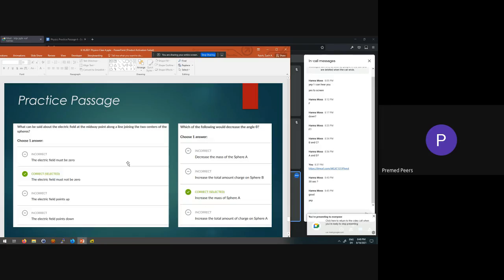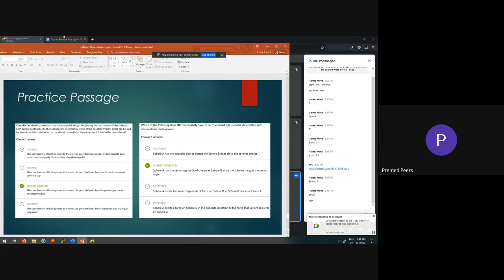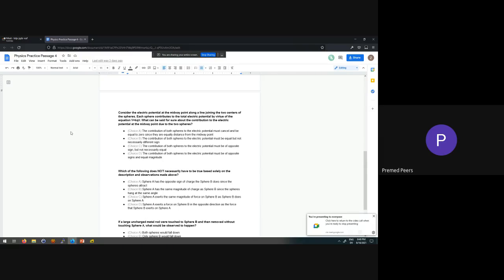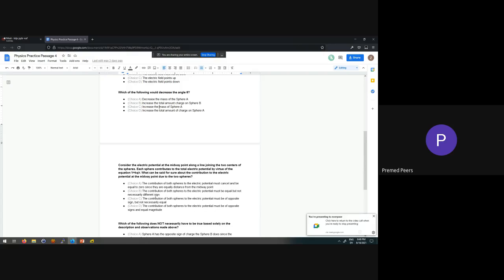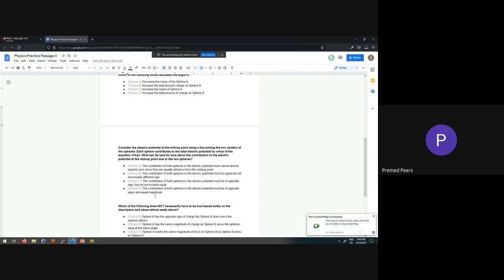Let me know if there are any questions for any of this. So now this question. Consider the potential, and they even gave you the equation here. So consider the potential at the midpoint, right here again. What can we be sure about the contribution? Well, it's kQ over r plus kQ over r. The spheres' position, so the spheres' contributions must cancel. Well, they are equidistant, but they never said that the charges were equal.